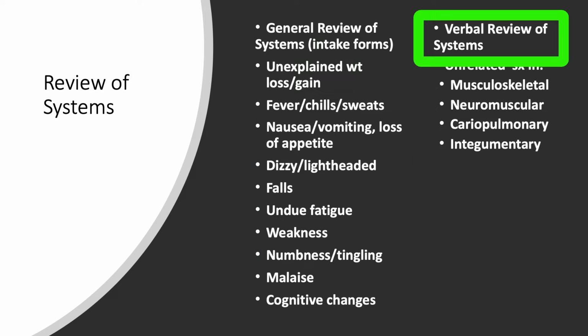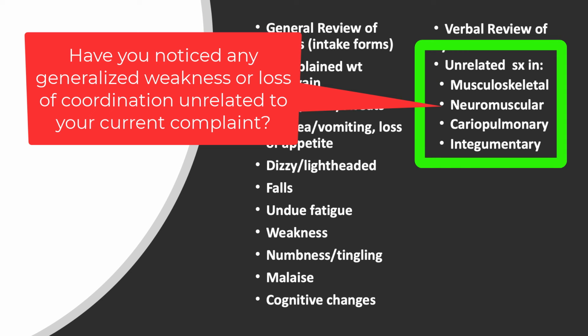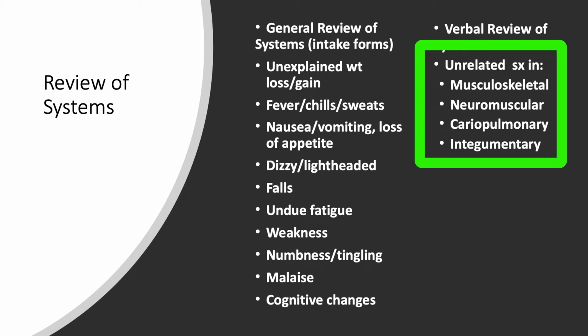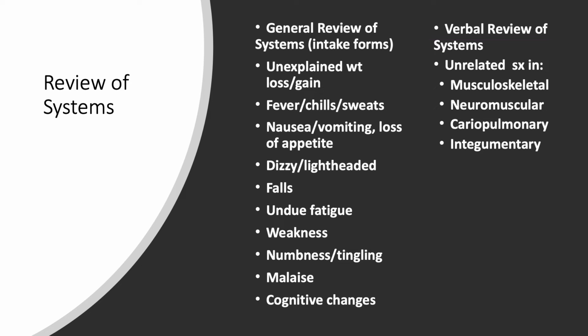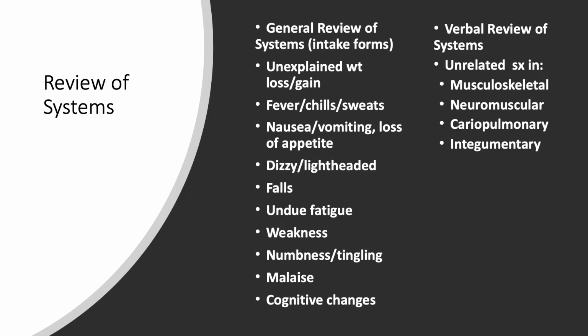And then the verbal review of systems is a specific set of questions that we ask to rule out problems in specific systems. These questions would be things like, have you had generalized joint or muscle pain not related to your current complaint, to rule out musculoskeletal problems? Have you noticed any generalized weakness or decreased coordination unrelated to your current complaint, to rule out neuromuscular problems, and so forth. It's been shown that those questions, as a follow-up to the written questions on the intake forms, are a very effective way to get to the bottom of any red flag issues.